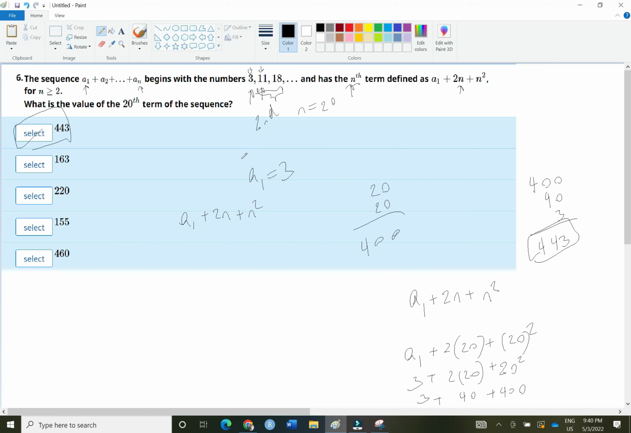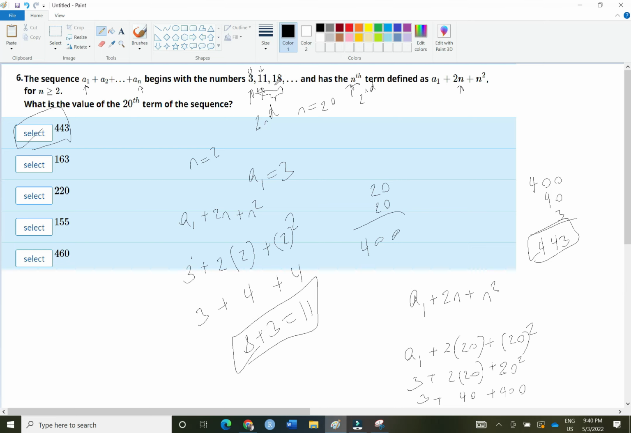All right, so if that is the case, our second term should be a sub 1 plus 2 times n plus n squared, where n is equal to 2. So a sub 1 we've already learned is 3 plus 2 times, and then n is our second term, so it's 2, plus 2 squared. Turns into 4 plus 4 plus 3, which is 8 plus 3, which is equal to 11. So you can see how you can confirm this sequence by using these numbers.